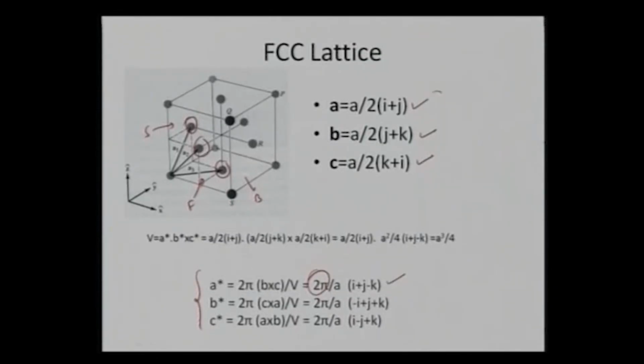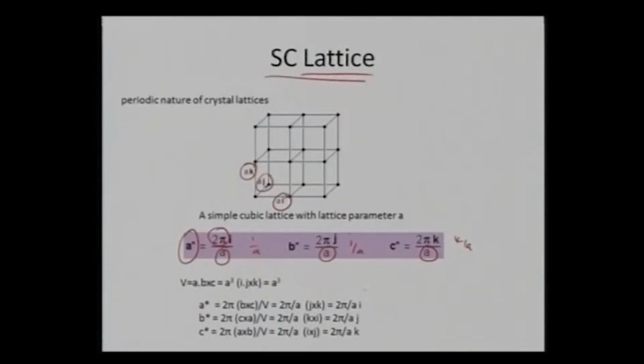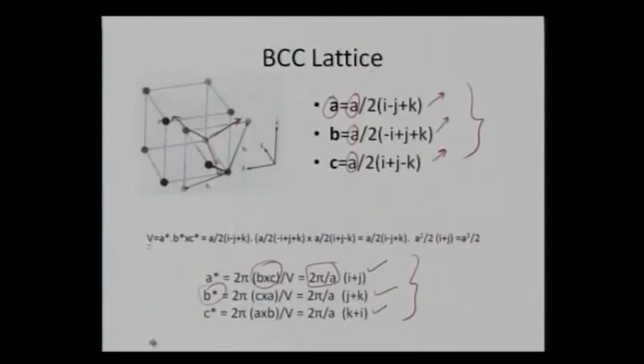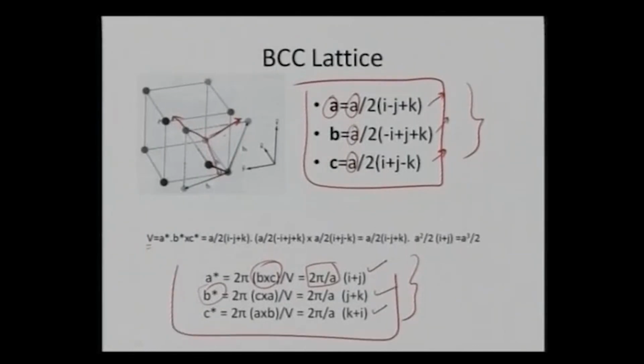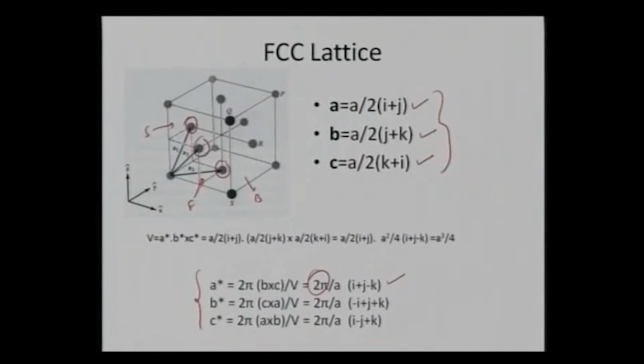So I can see that this particular part is similar to what I had started with in a BCC. So this particular part and this particular part is now similar to my i minus j plus k. So it is basically i minus j plus k. It is similar to this particular part.